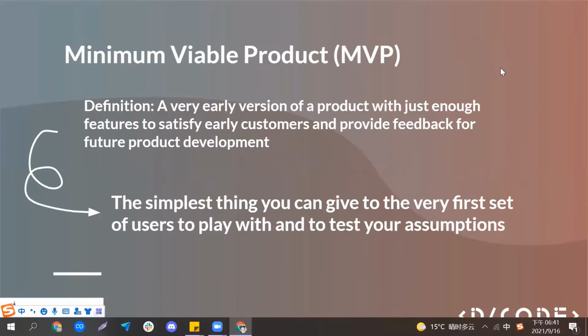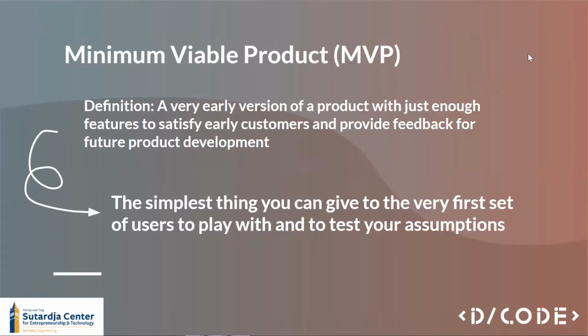All right, so for today, the topic that we're going over is minimum viable product, or for short, MVP. The technical definition of this is a very early version of a product with just enough features to satisfy early customers and provide feedback for future product development. In other words, it's the simplest, most basic thing you can get and test with, to see if there's a problem-solution fit.